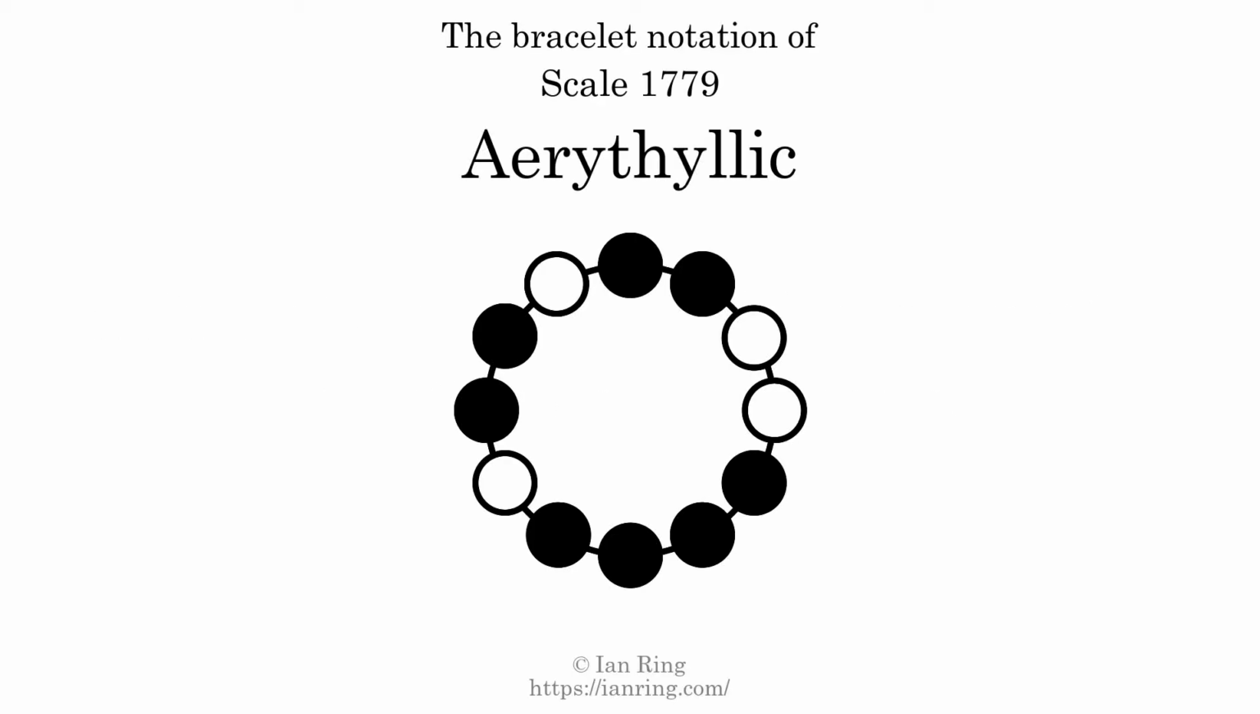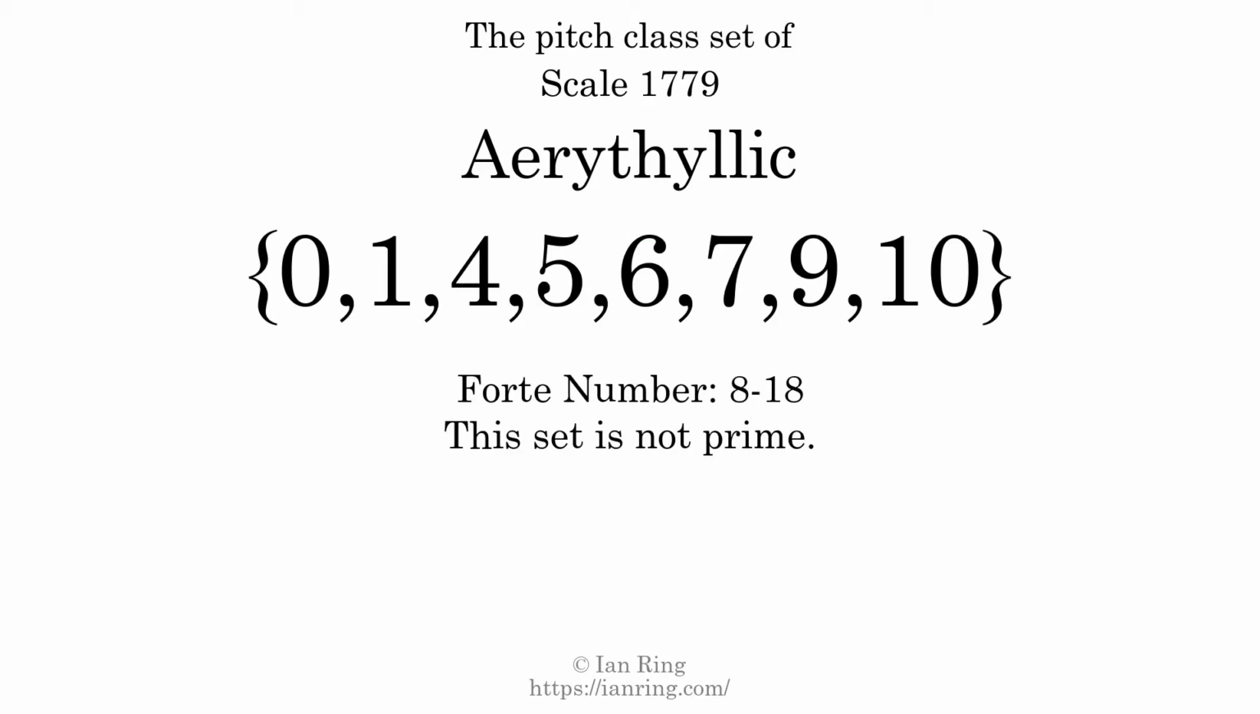This is a bracelet notation diagram of scale 1779. The shaded circles represent tones that appear in the scale, and they are read clockwise, starting at the top. The pitch class set for this scale is 0, 1, 4, 5, 6, 7, 9, 10. The Fort class is 818. This set is not prime.